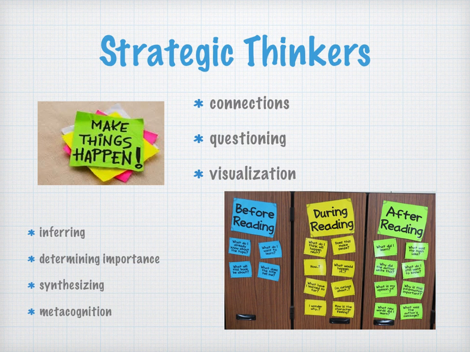Another one of those strategies is using inferring skills: reading between the lines, using what the author doesn't explicitly state to understand the text on a deeper level. Sometimes it is a simple prediction, but it can go much deeper than that. Determining importance is another one of those strategies, being able to sift through the ideas of a text and pick out the main ideas and what knowledge is important to truly understanding the concept at hand.